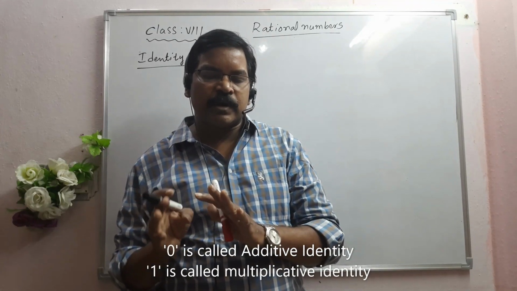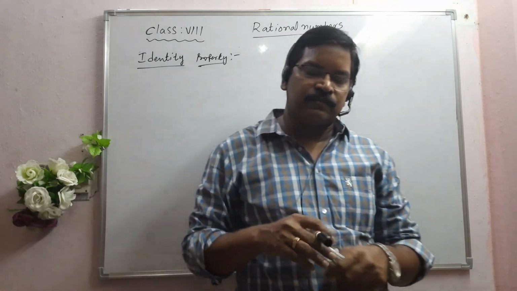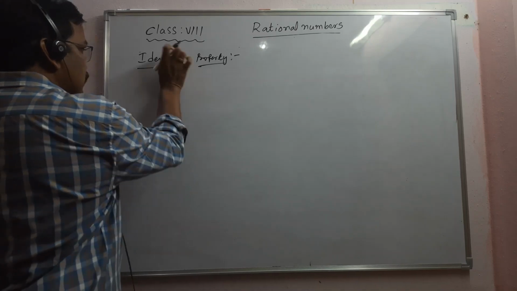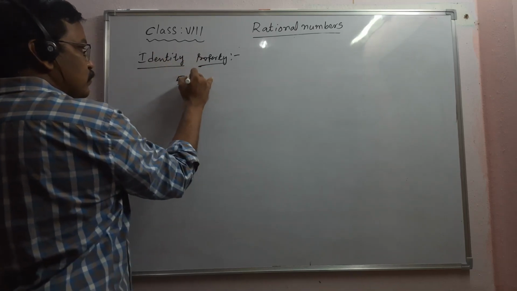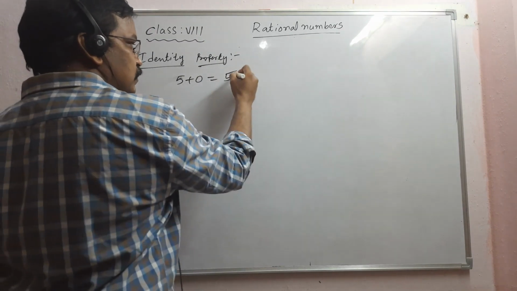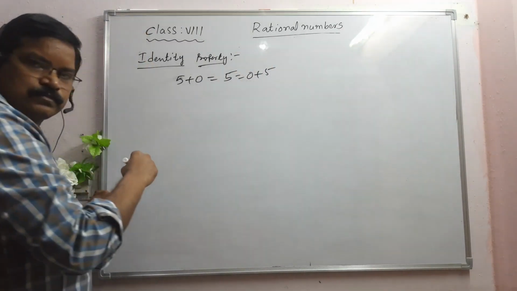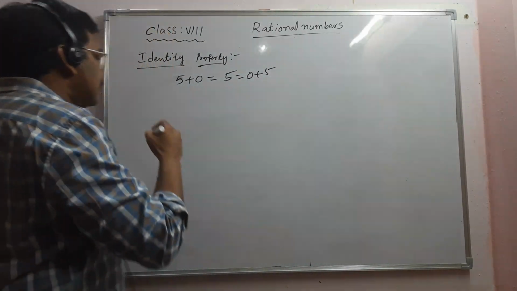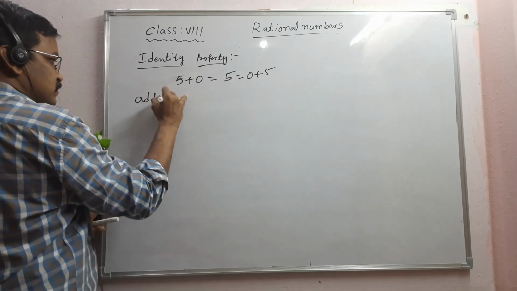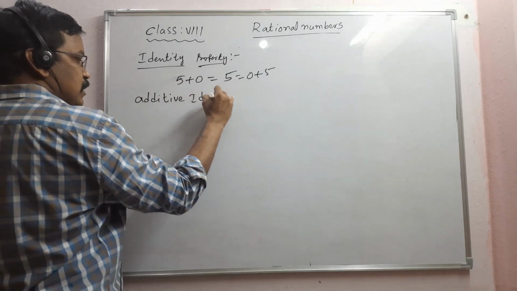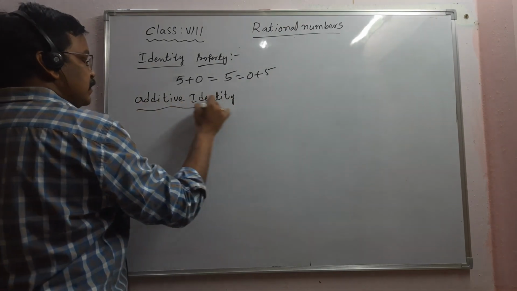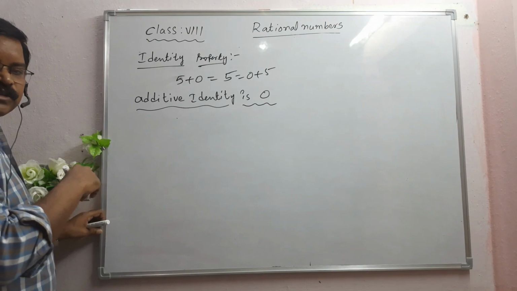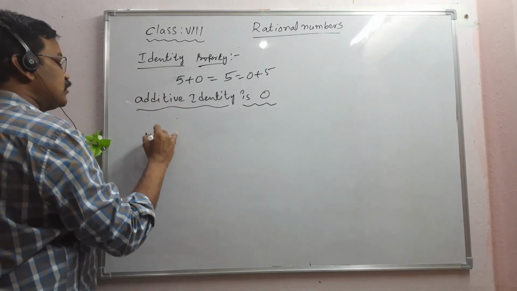What is the number that should be added to 5 to again get 5? What is the number? 0. So 5 plus 0 is equal to 5. This is 0 plus 5 also. So this 0 is called additive identity. That means additive identity is 0. Understand? Similarly, multiplicative identity.